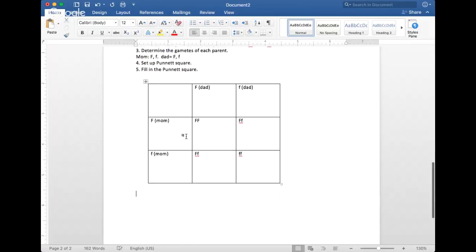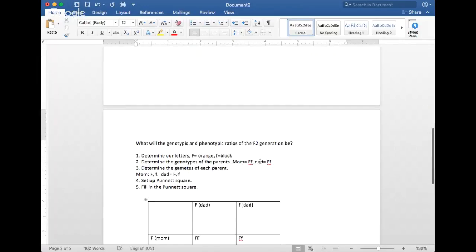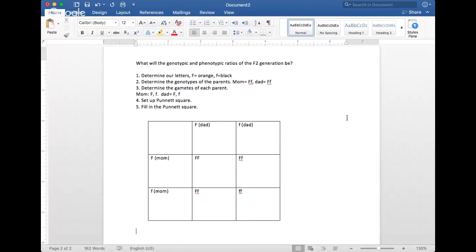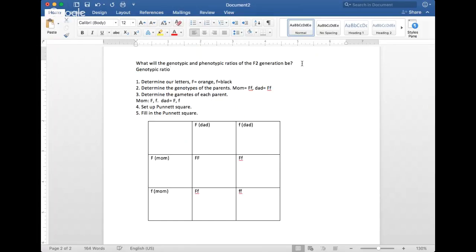And now we have to go back up to our original question. Okay, what are our genotypic and phenotypic ratios? So our ratios are dealing with how many of this do we have compared to how many of this compared to how many of that. Okay, so our genotypic ratio is going to be dealing with the genotypes. What genotypes do we have and how many of them are there?